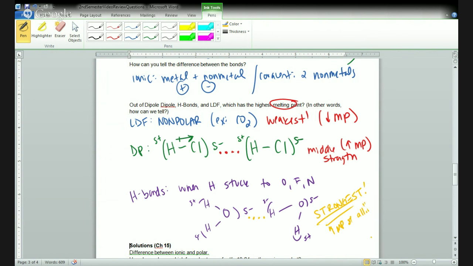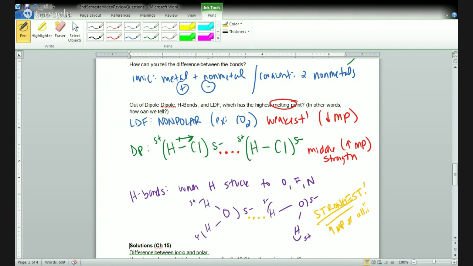So on your final tomorrow, if I ask you, hey, which of these has the highest melting point, what you want to do is figure out what type of force it has. Does it do London dispersion? Does it do dipole-dipole? Or does it do H bonds? So first, you're going to have to figure out what type of intermolecular force it does by looking at the VSEPR structure. Then you can use that to figure out how it would relate to melting point. So Lewis dot and VSEPR first to figure out forces.